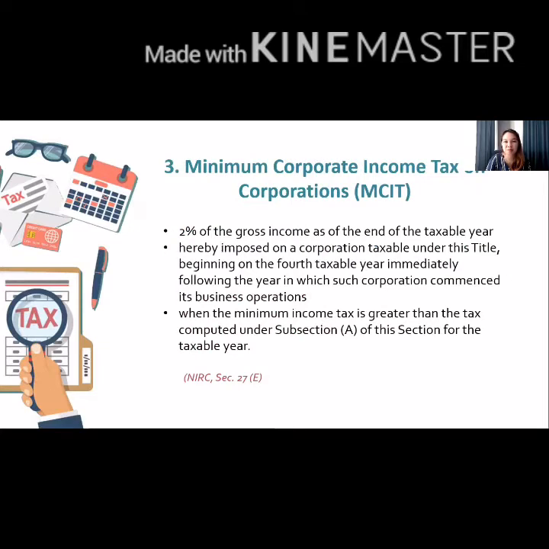Third is the minimum corporate income tax on corporations, or the MCIT. For you to remember faster, MCIT. Now, 2% of the gross income as of the end of the taxable year will be imposed. And this is hereby imposed on a corporation taxable under this title, beginning on the fourth taxable year immediately following the year in which such corporation commenced its business operations.